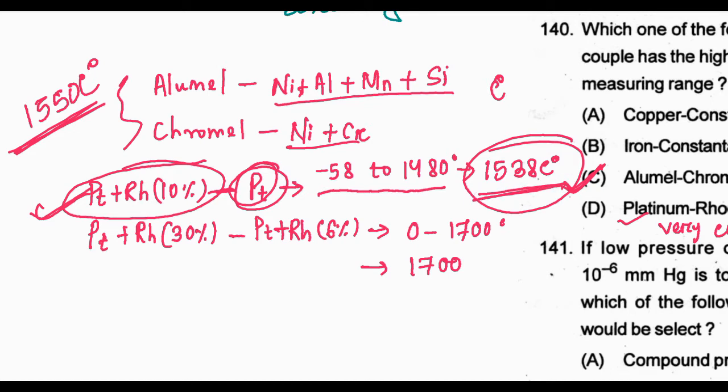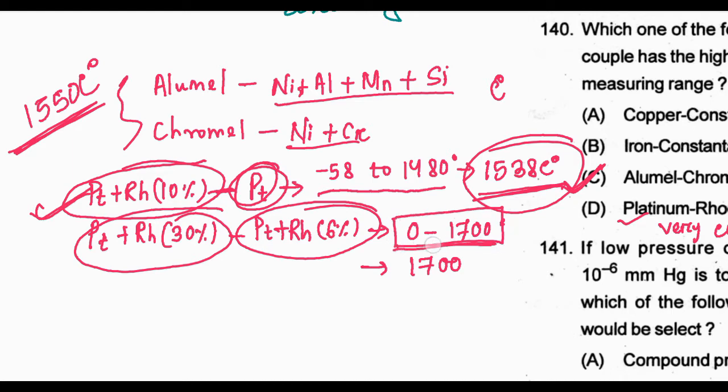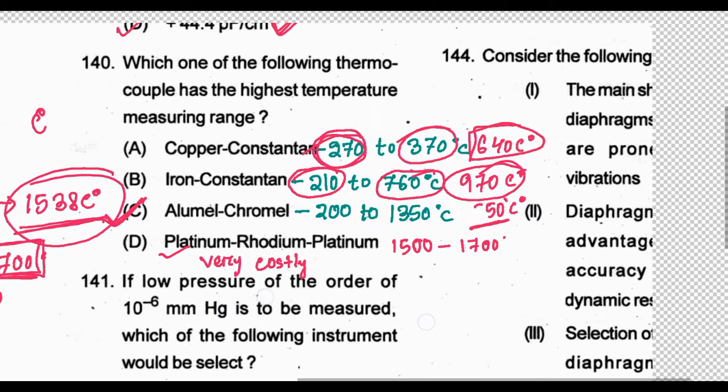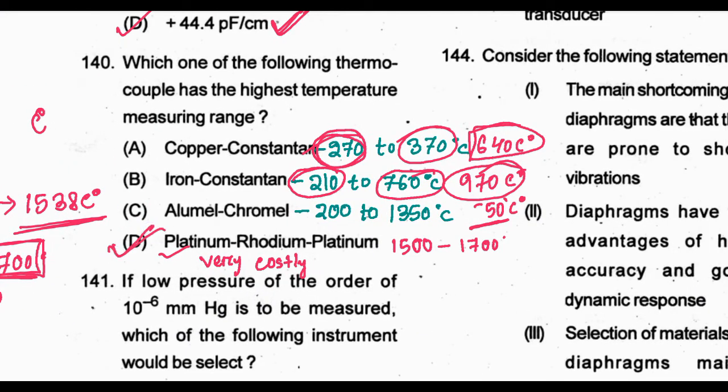But if we increase the rhodium content, the rhodium alloy mixing, suppose platinum rhodium of 30% and platinum rhodium of 6%, this gives a range from 0 to 1700 Celsius degree. I have used this one. So I can say that the answer should be platinum rhodium platinum, because this has a range of 1700 degrees Celsius. Why are they generally not considering this one?